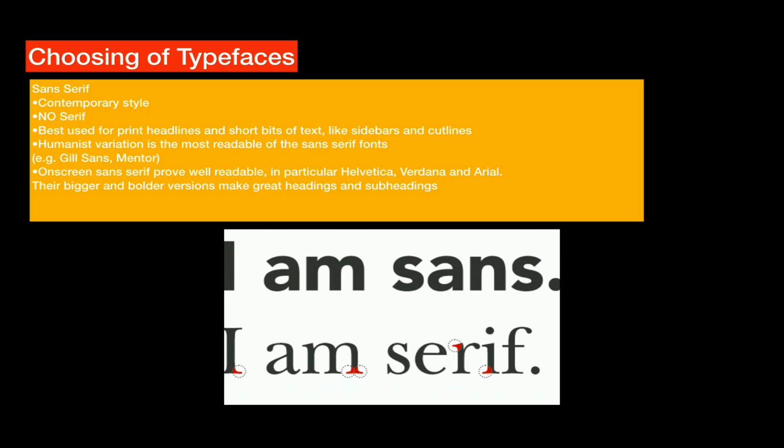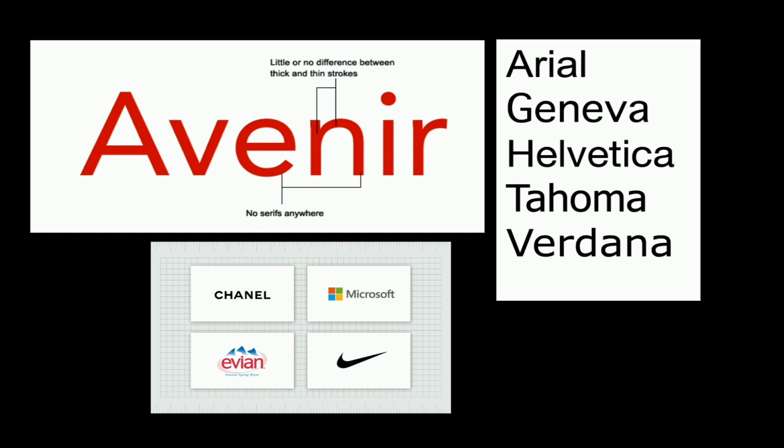On screen, they are very readable. So when you're on a computer, fonts like Helvetica, Verdana, Arial, great. When you're in print, like magazines or things like that, sans serifs are a little tougher to read, possibly. Bigger, bolder versions are great for headings, subheadings. Here's some examples. And you'll see a lot of logos, a lot of companies in the last 20, 30 years moved to this type of font face. They moved to very straightforward sans serif.